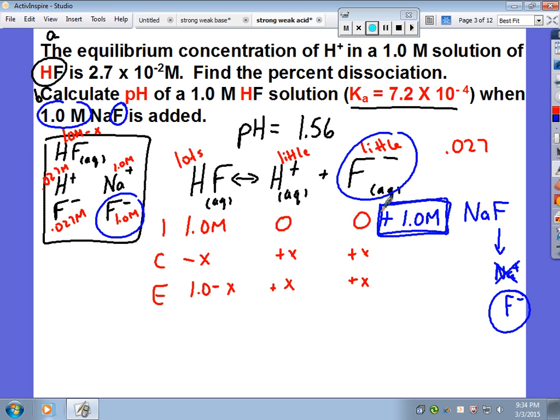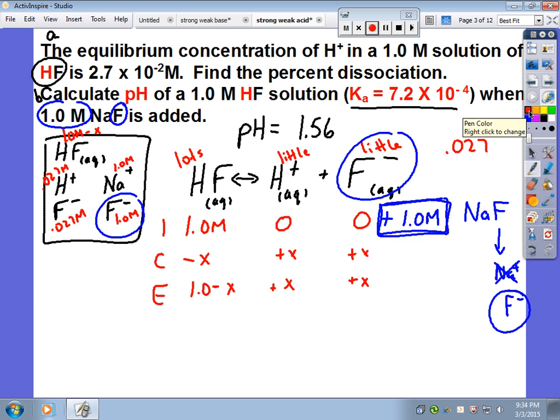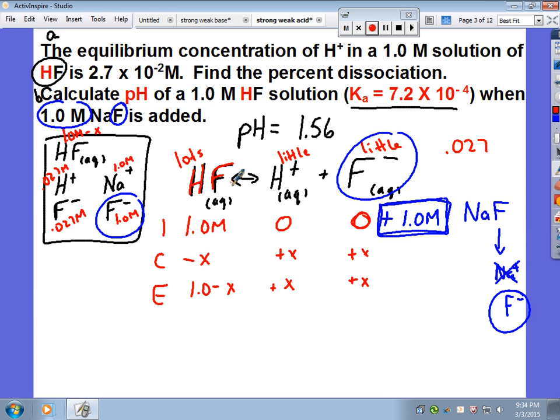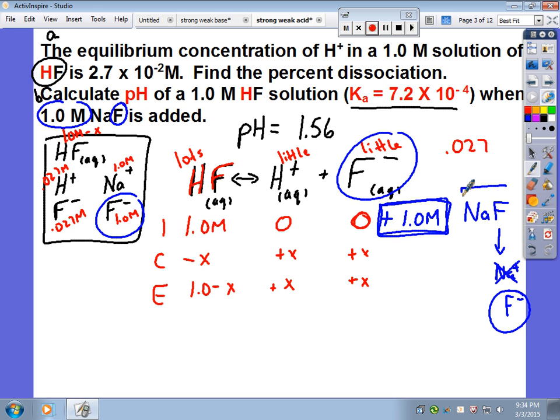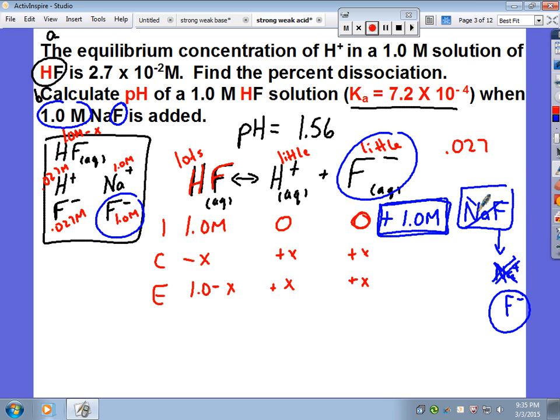And now I don't have 0. Where's the 0 coming from? The 0, in this case, is coming from my HF. I have none of that. Correct? Where's my 1 molar coming from? My 1 molar is coming from my sodium fluoride. It completely dissociates. Sodium, I don't care about. It's still floating around in there. But I care about this fluoride ion, because it is going to combine with my H plus, and it's going to shift my equilibrium back to the left. So that means I need to put it down here as well.